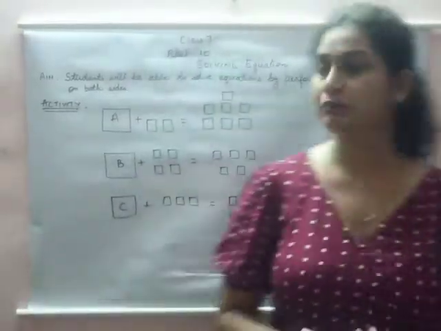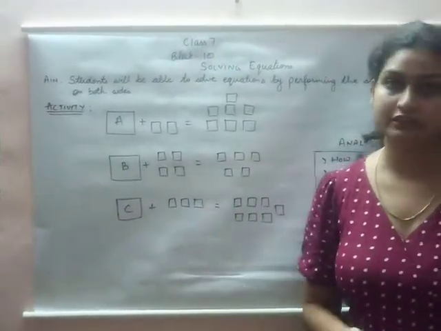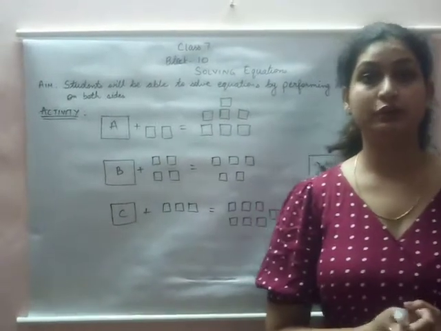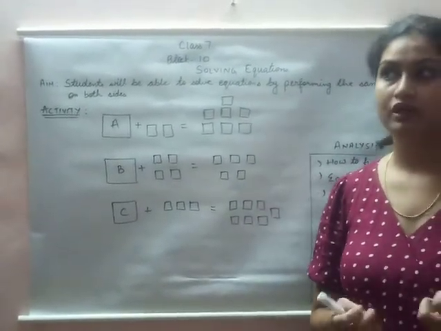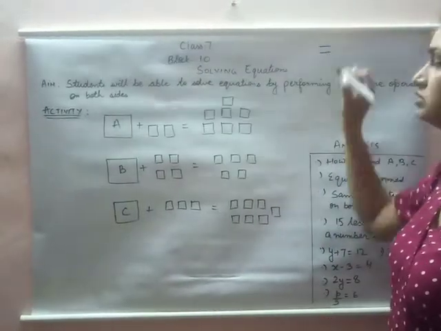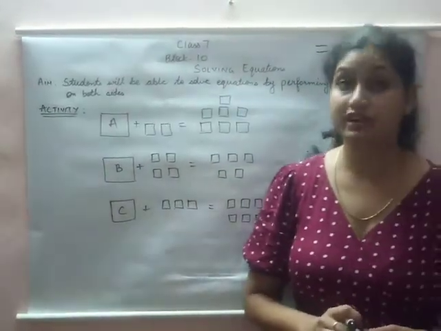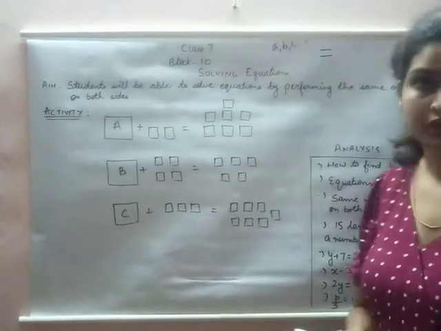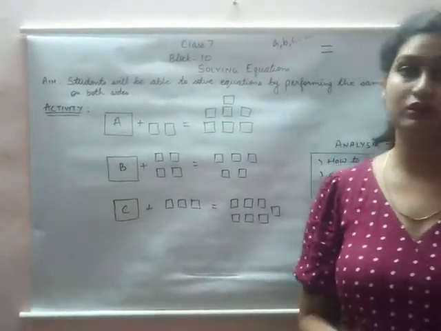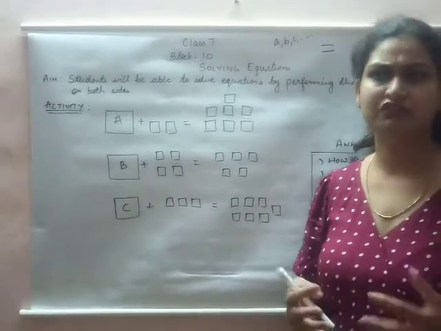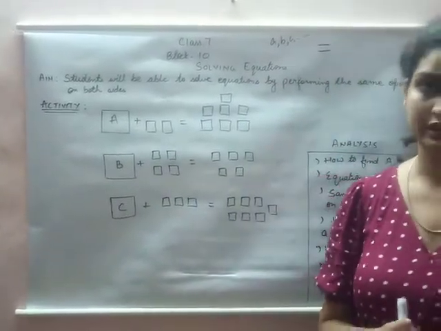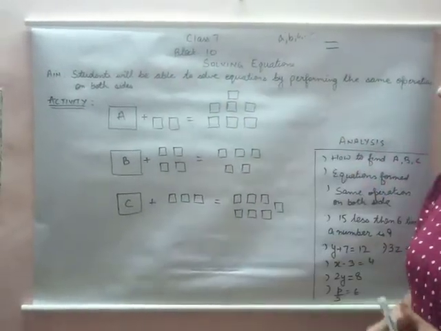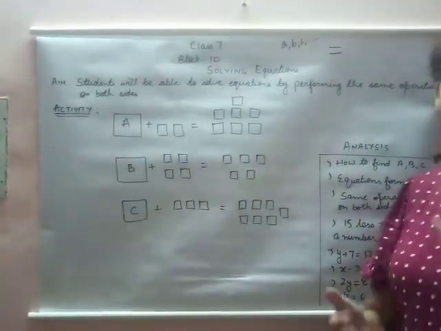Today we will learn about block 10 of class 7, that is solving equations. First of all, you should know what equations are. Equations have an equals to sign. Equations have variables, that is alphabets A, B, C or anything. Right? Equations also have constant values, like 1, 2, 3, 7, which we have already learned in class 6. Right? Today we will learn how to solve an equation by performing the same operation on both sides.